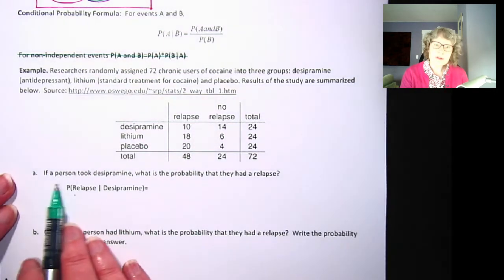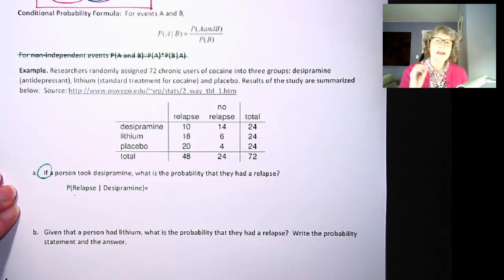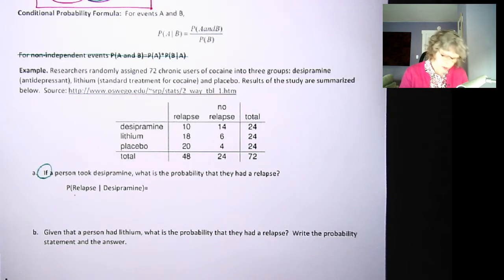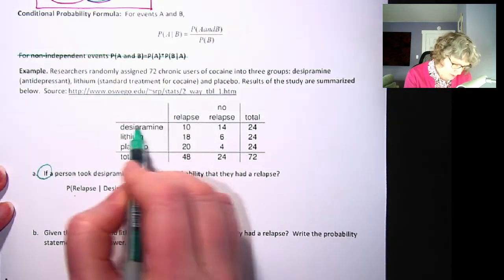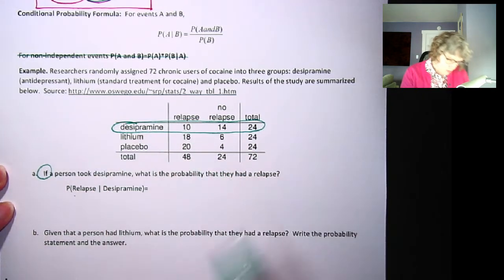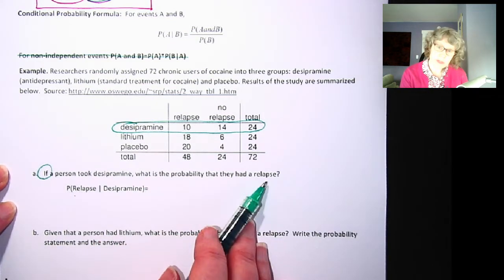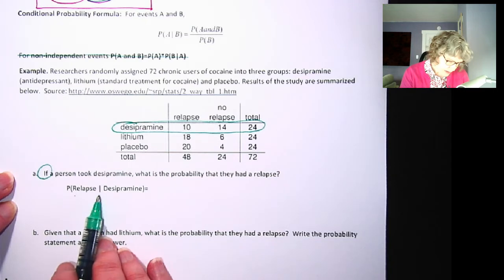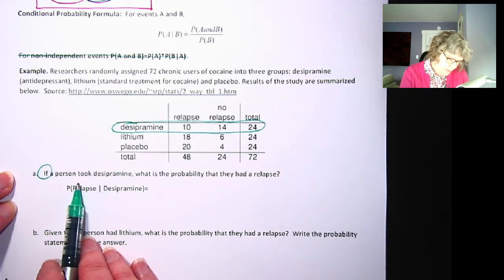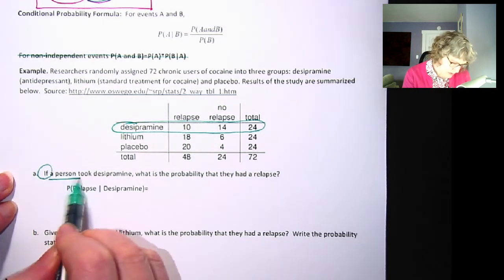Okay, so if a person took desipramine, that's another keyword for conditional. If they took desipramine, we're only looking at either the row or column. In this case, it's a row. I'm going to circle that row. We're only concerned with this row, and that's why it says relapse. What's the probability they had a relapse? Probability of relapse given they took desipramine. Notice sometimes the order of the sentence can be flipped. The given condition can be first or second.